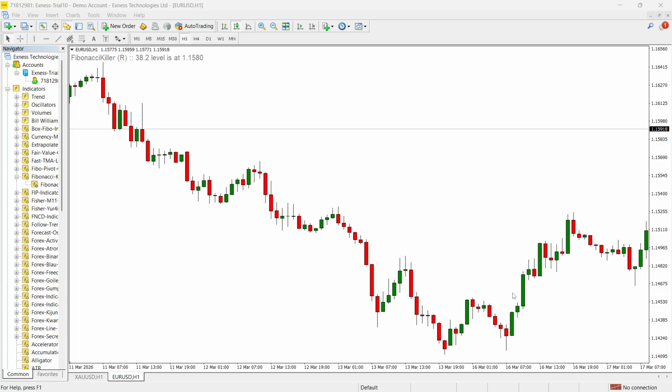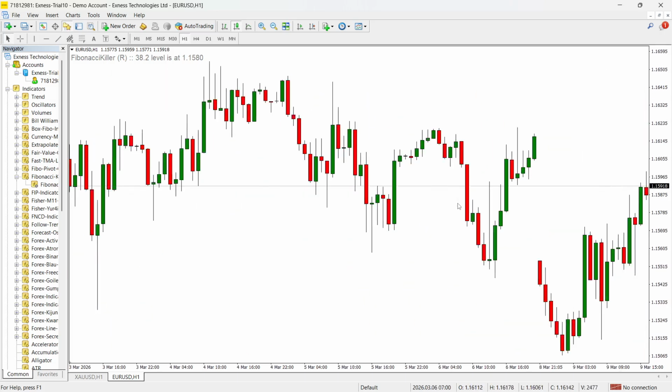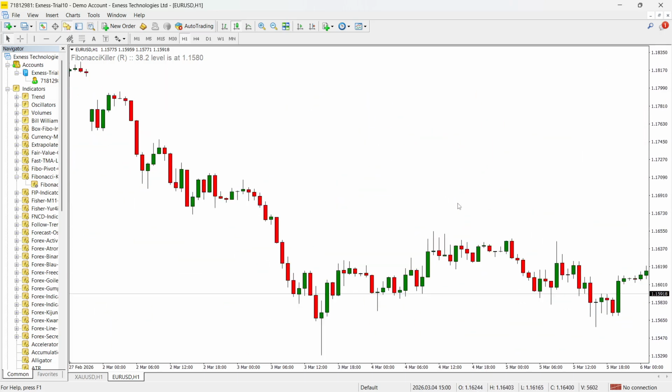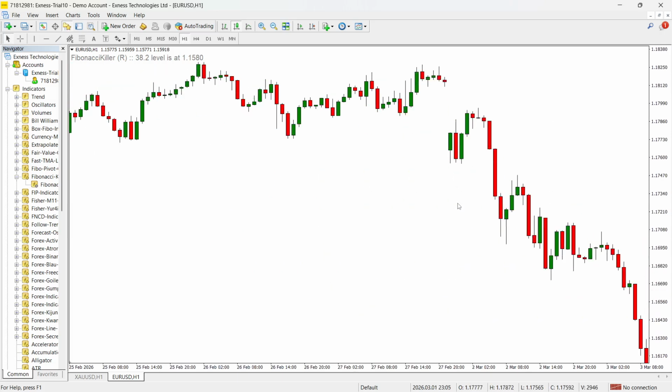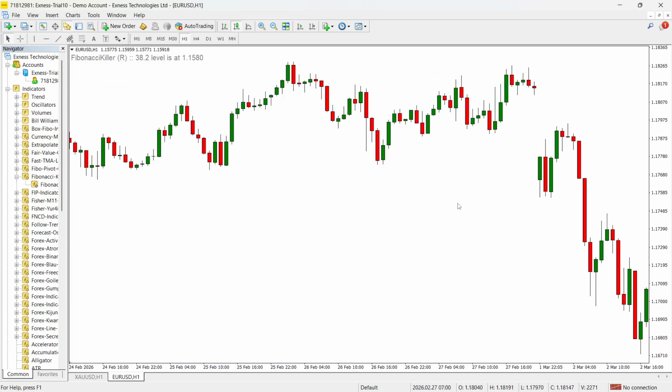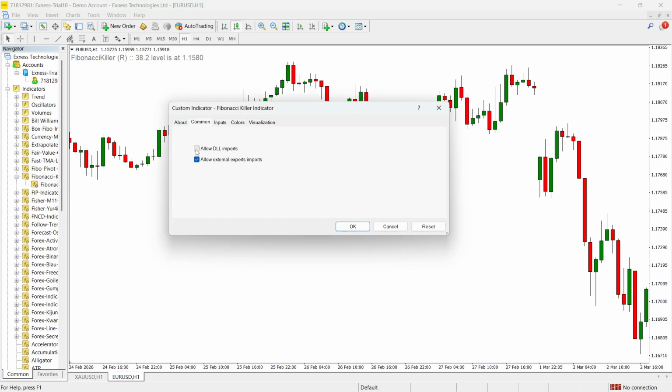Hello traders. In this video, we're exploring the Fibonacci Killer Indicator for MT4. We'll cover how this Fibonacci-based tool appears on the chart, what a single key level implies about retracement opportunities, and how alerts help you react when price approaches that zone. At this point, I'll load the indicator on the chart so you can see how it looks in real time.